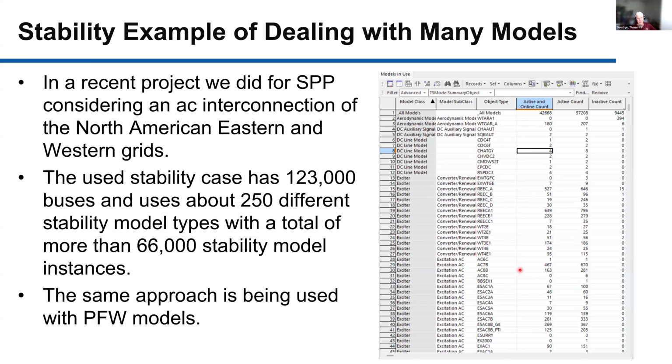This is just an example. When we were doing the SPP project, we had a combined east-west grid. And in that east-west grid, we had about 250 different types of stability models. I've listed some here. There are different DC line models, a bunch of different exciter models, and about 66,000 different stability model instances. So the code is set up to handle lots of models, be they stability models or now PFW models.